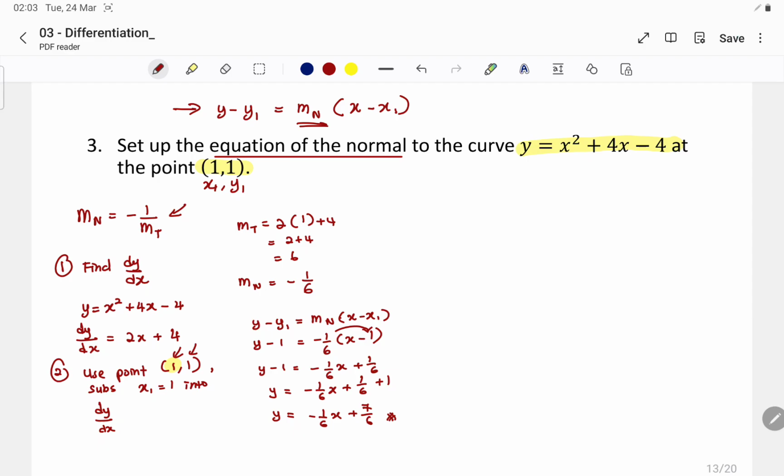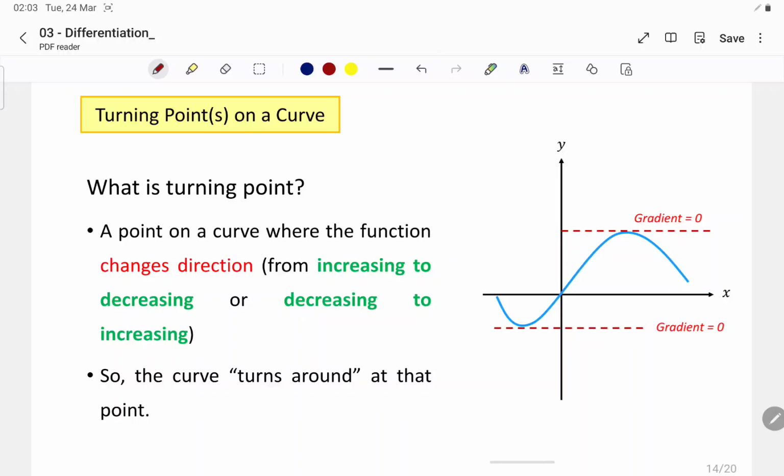Okay, now we will go through the subtopic of turning point on a curve. So what is a turning point? Basically, a turning point is a point on your curve where the function changes direction. From increasing and then suddenly it decreases, or from decreasing, suddenly it increases. So where is the turning point? At this one, the point where it goes from decreasing to increasing or increasing to decreasing. So that is the turning point here.